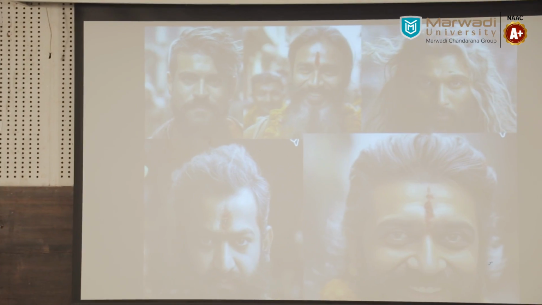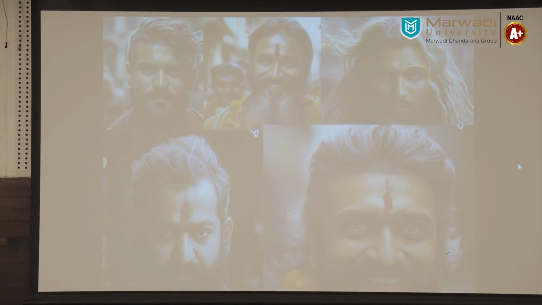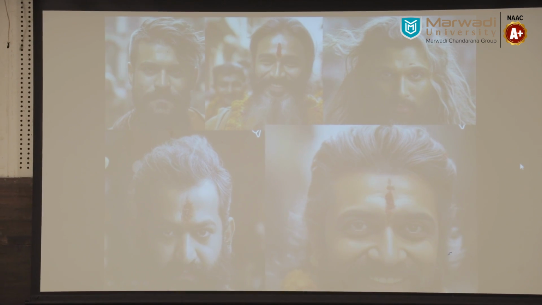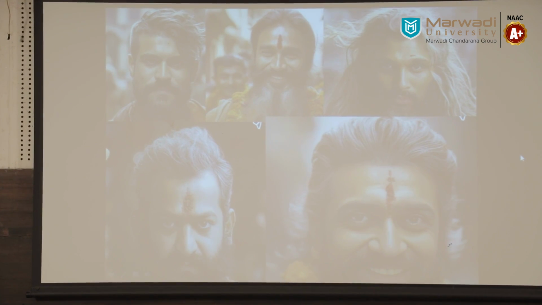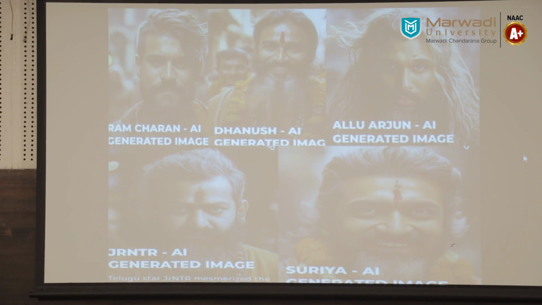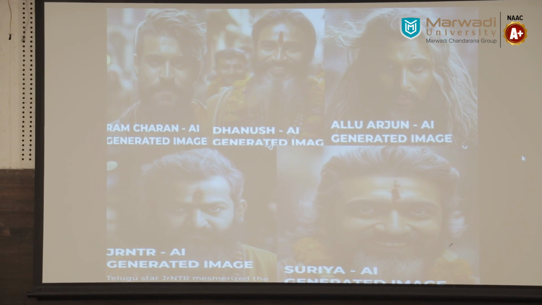Okay, so these images are all AI-generated images. What are all these images? Who are all these people? All South Indian actors, you do not know. But these are all famous personalities: Ram Charan, Dhanush, Allu Arjun, Junior NTR and Surya. So all these are AI generated images only.